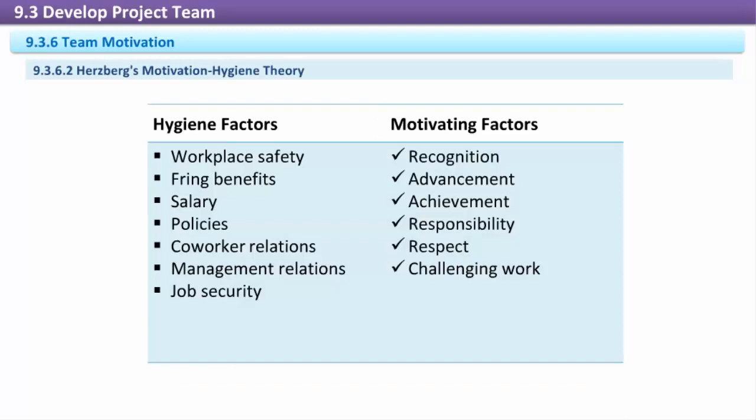Herzberg's motivation-hygiene theory, also known as the two-factor theory.